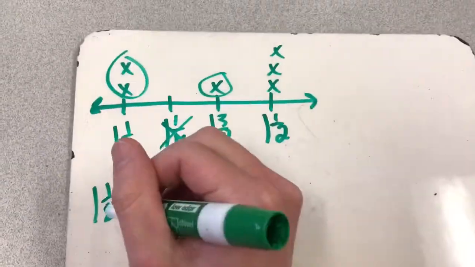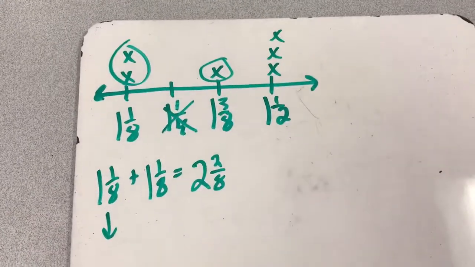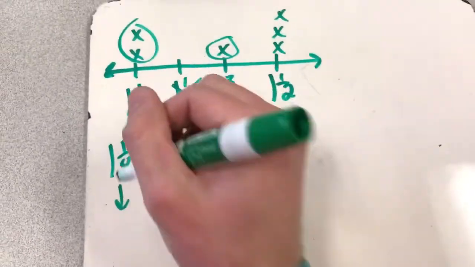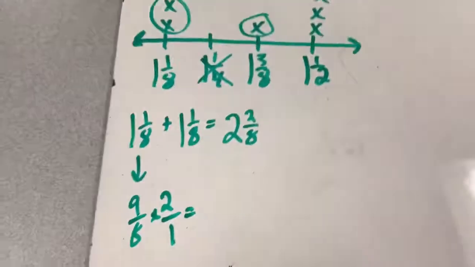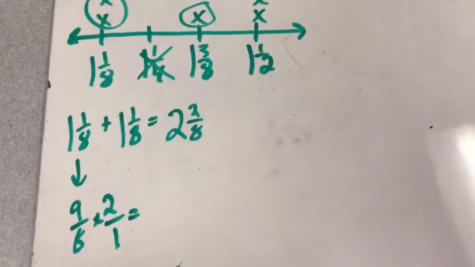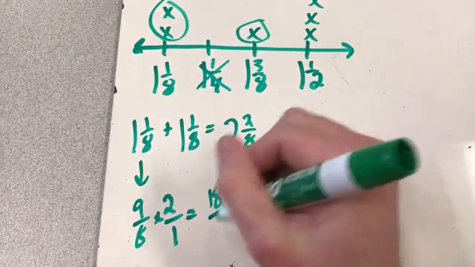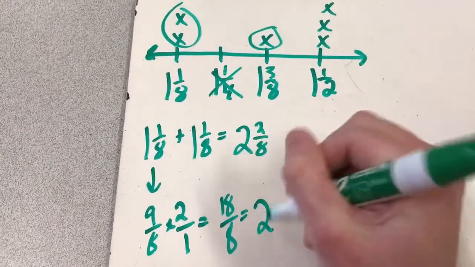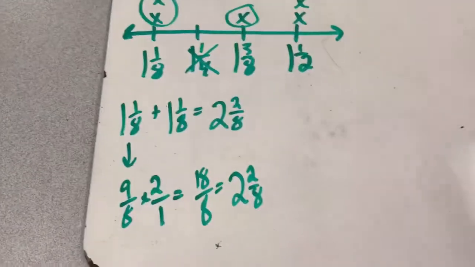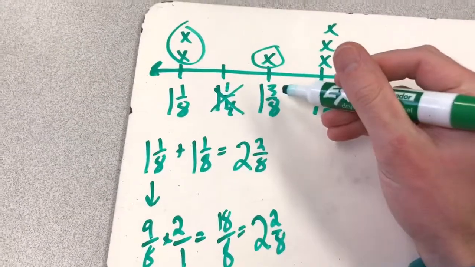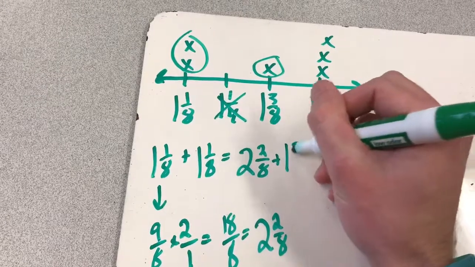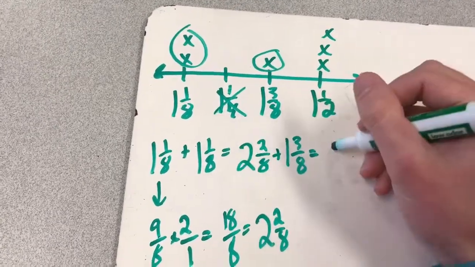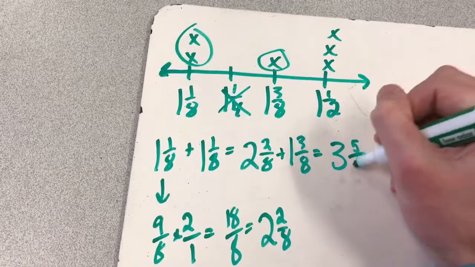Another way I could do that is take 1 1/8 and turn it into an improper fraction, which would be a total of 9/8. And I could multiply that by 2/1, right? Because I have 2 of the 9/8. Well, that would be 18/8, which is equal to 2 2/8. I get the same thing. Then I need to add in my 1 3/8. So I'm going to add 1 3/8. I'm going to get a total of 3 5/8.